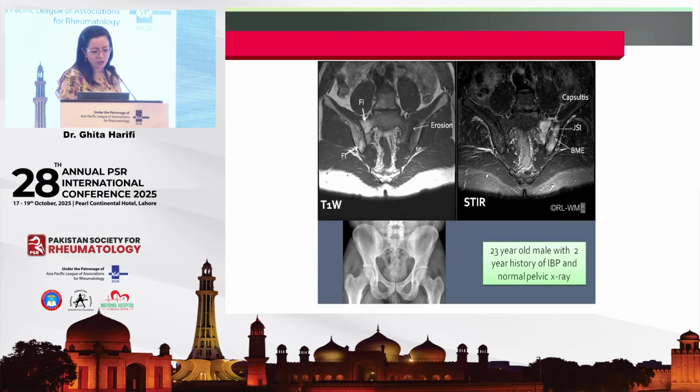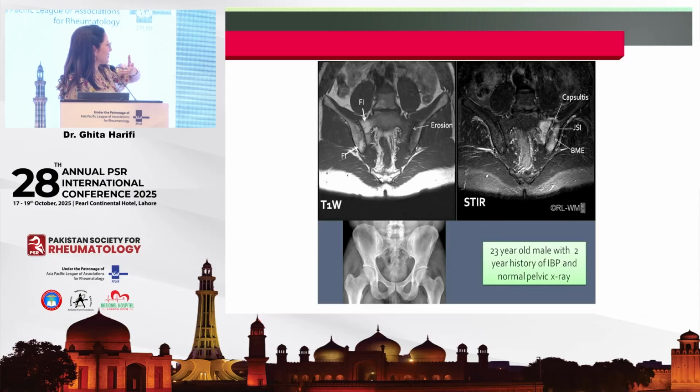Now, this is a 23-year-old male patient with a 2-year history of inflammatory back pain, a normal pelvic X-ray. And you can see here, since we are a few in the audience, you can tell me if you think that this is sacroiliitis or not, with a raise of hand. You have a comment?